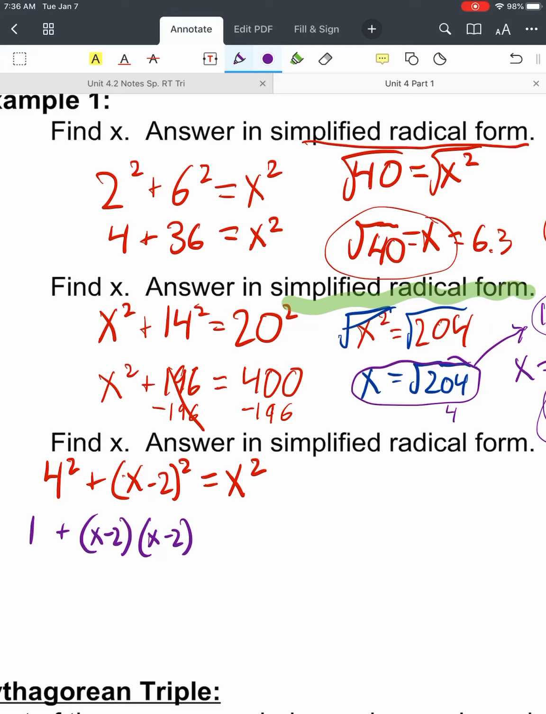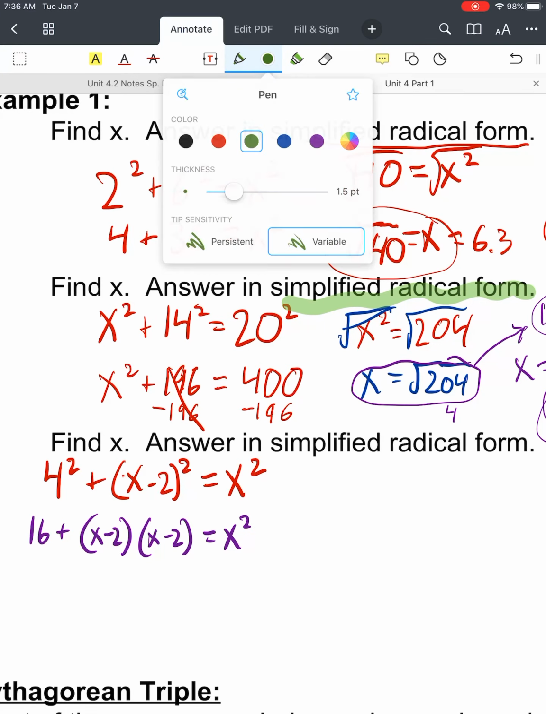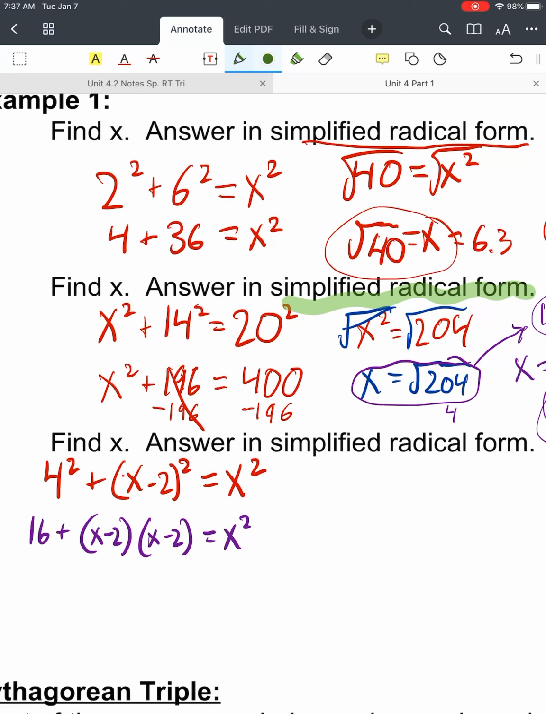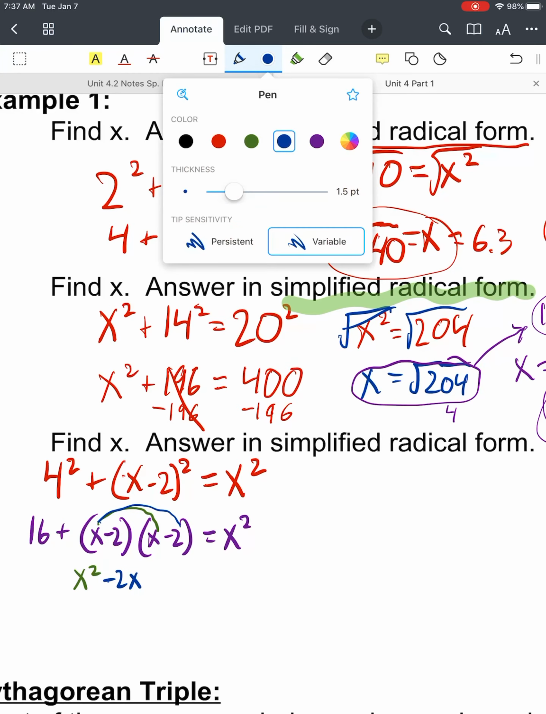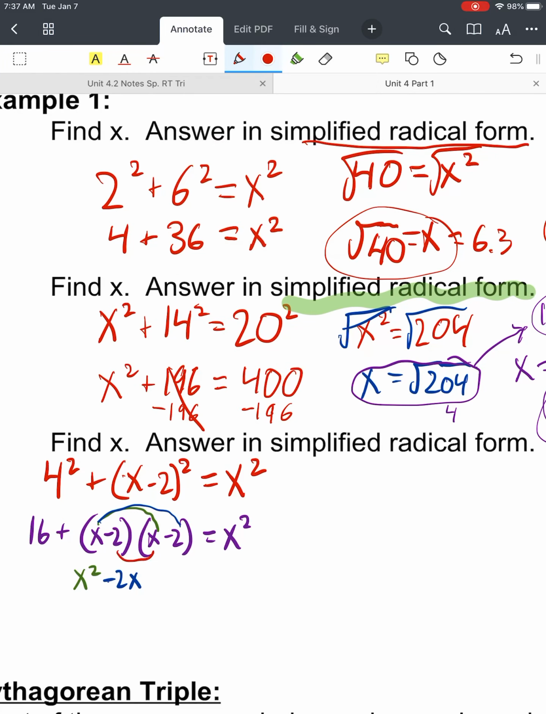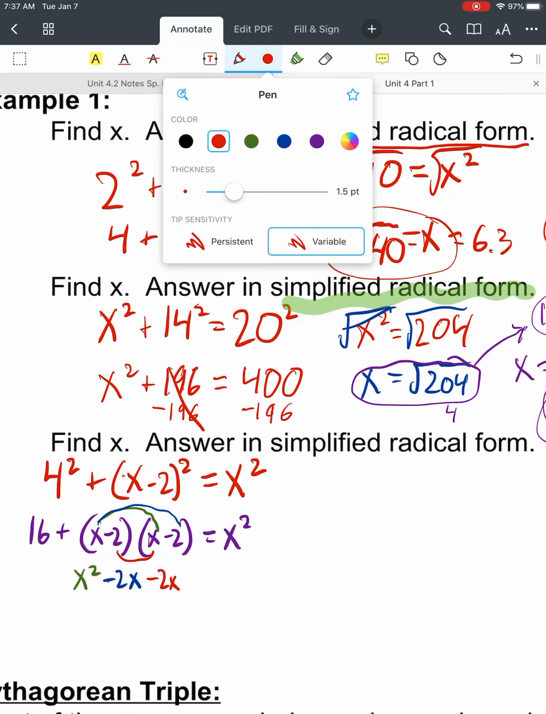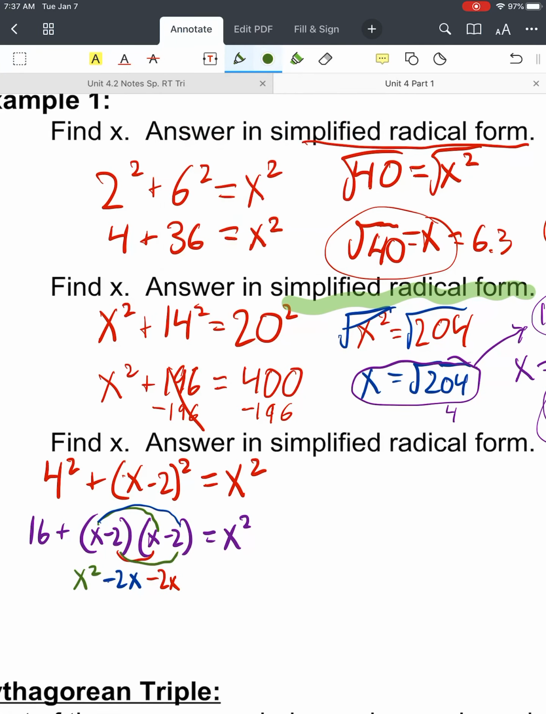We know 4 times 4 is 16. X squared, we can't really do anything with that yet. So I'm going to go ahead and FOIL this expression in the middle here. So x times x will give us x squared. X times minus 2 would give us minus 2x. Minus 2 times x would give us negative 2x. And negative 2 times negative 2 would give us negative 4.